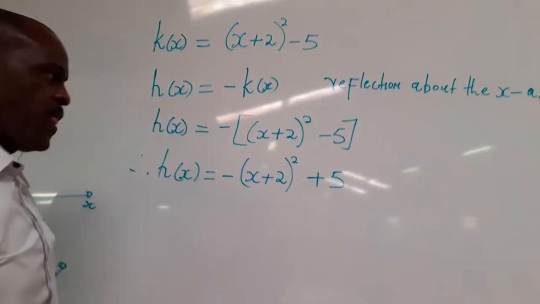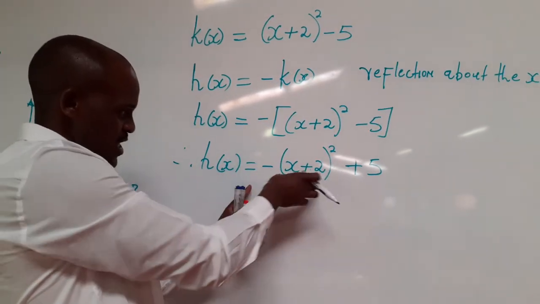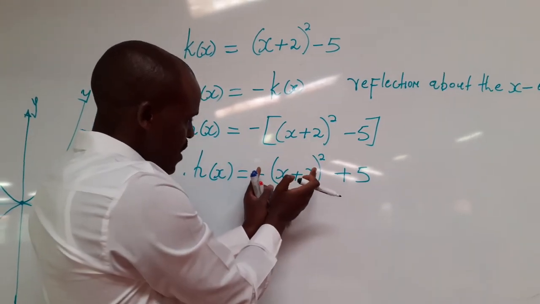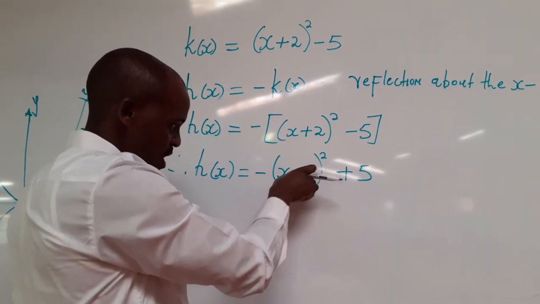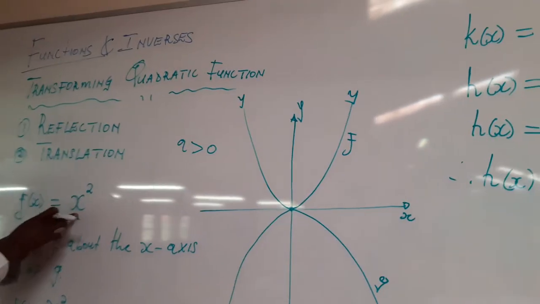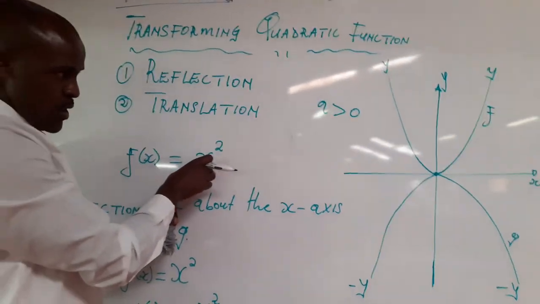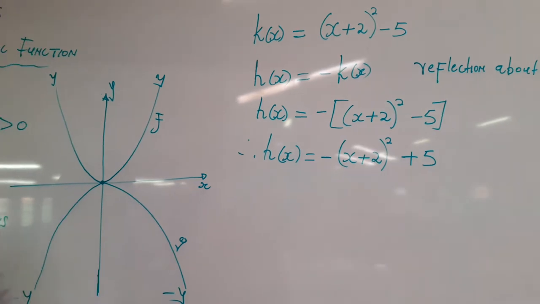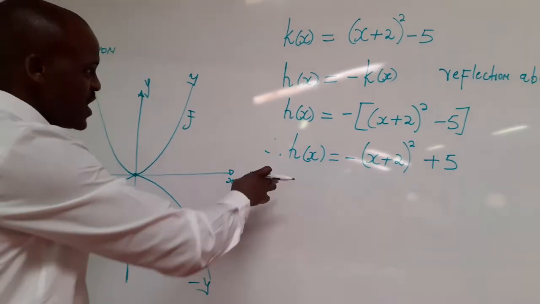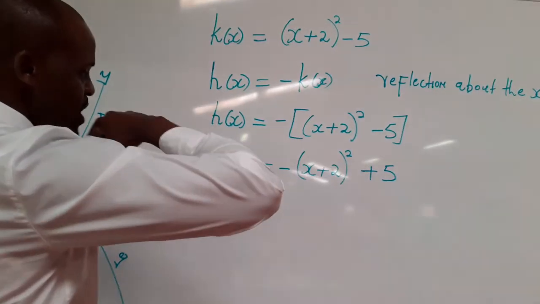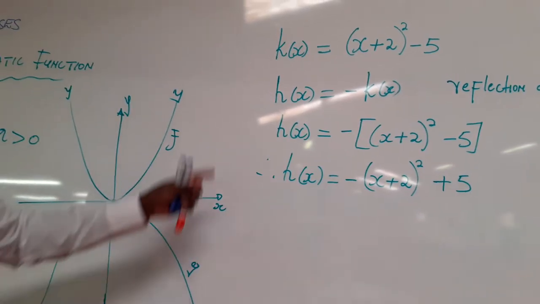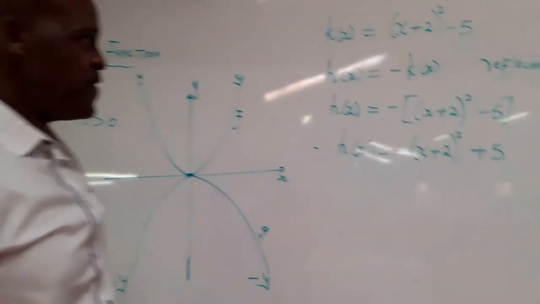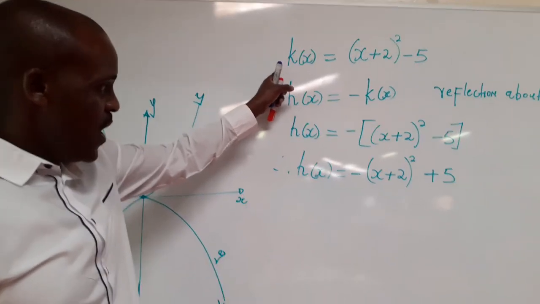As you can see, we do not say negative and then go inside the bracket. No, we can't. This is one and the same term here. It is treated as x squared, just that there is now plus 2 within the bracket. So that's how it will be looking like. It's the reflection of k about the x-axis. What if we were to reflect this about the y-axis? Reflection of k about the y-axis.